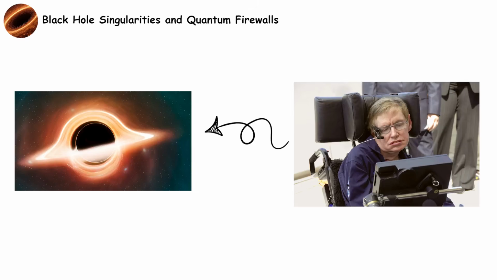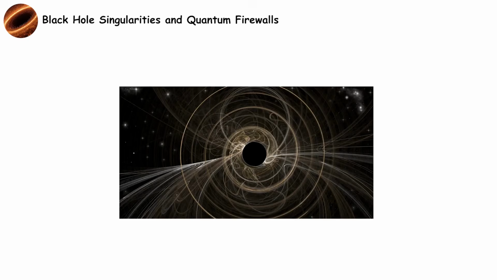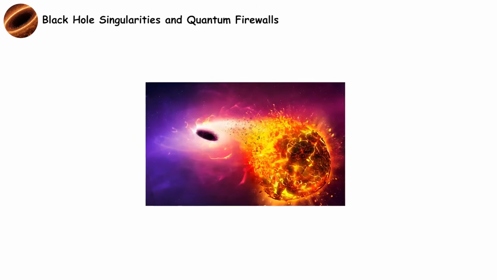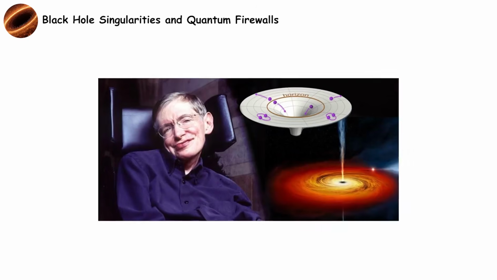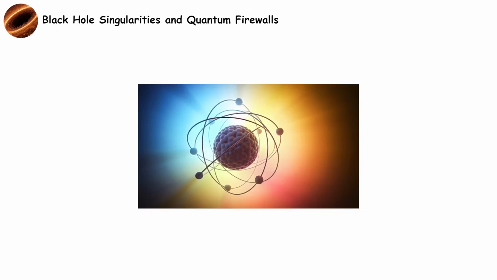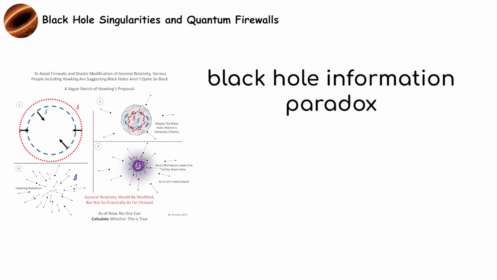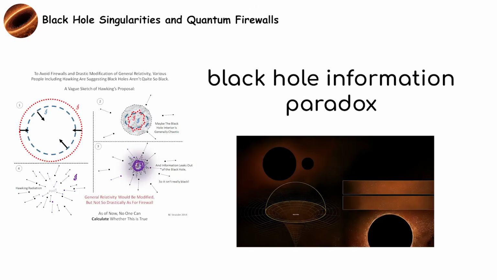Then Stephen Hawking showed that black holes radiate energy and slowly evaporate. The radiation is thermal, which means it carries no information about what fell into the black hole. If a black hole completely evaporates, all that information is gone. But quantum mechanics says information can't be destroyed. This is the black hole information paradox, and it's one of the deepest conflicts in theoretical physics.